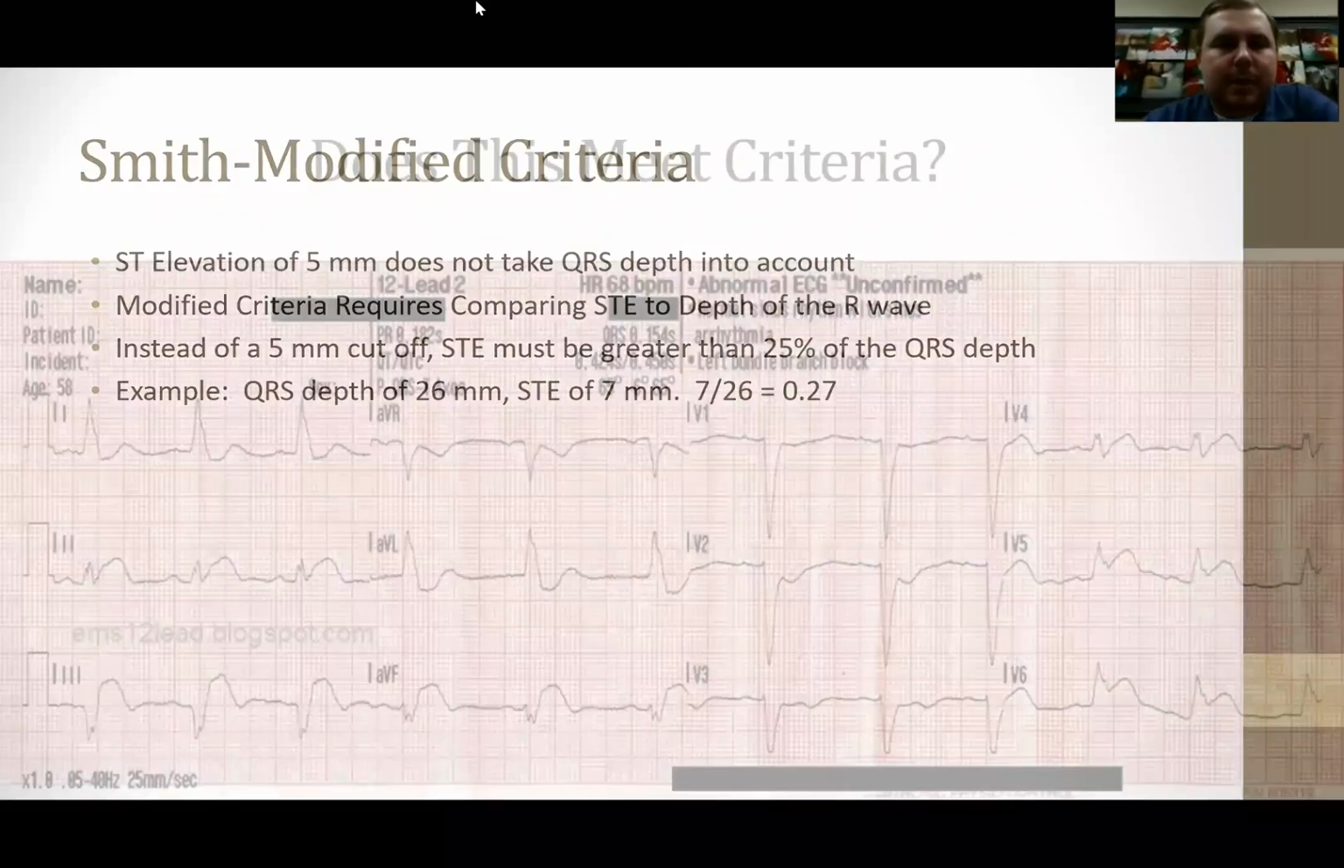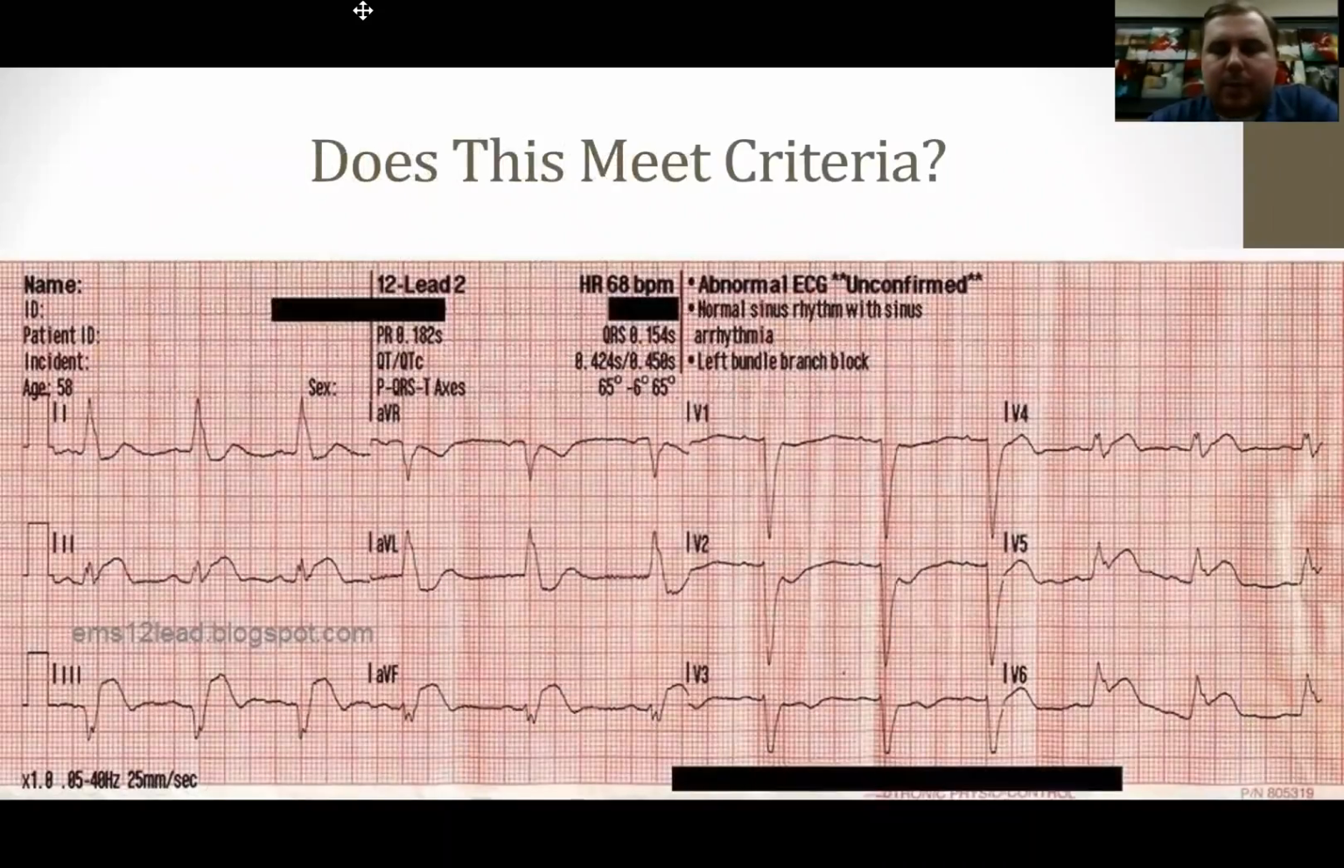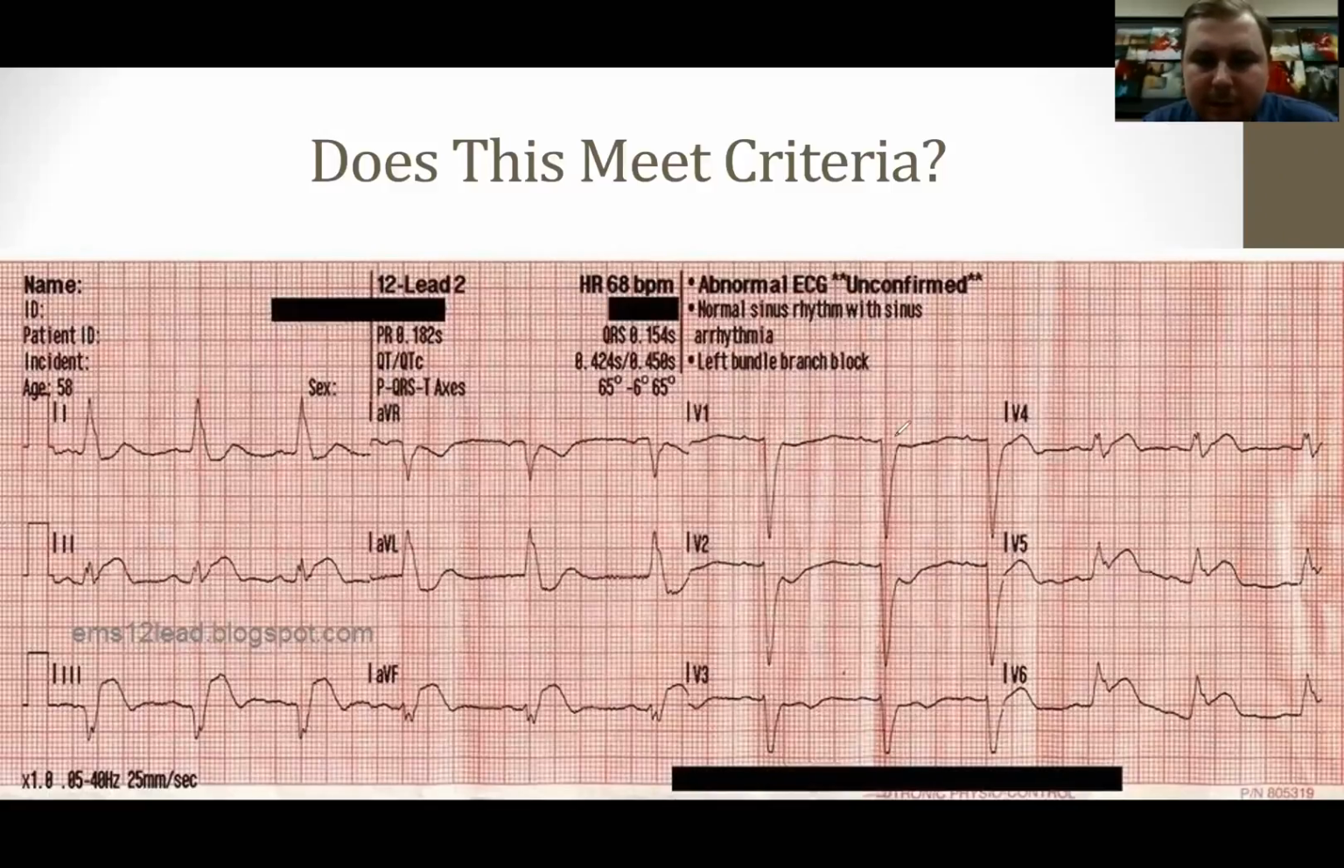All right, so does this one meet criteria? Let's just start with this depression. I'm looking for depression in V1 greater than 1 millimeter. It's kind of on the edge, but it's not fully 1 millimeter. V2 clearly has ST depression. I have one criteria. I can stop there, and this patient has a bundle branch block that needs to go to cath lab.